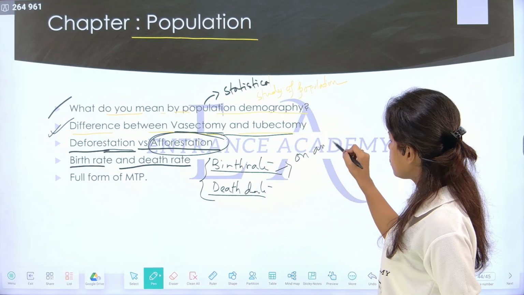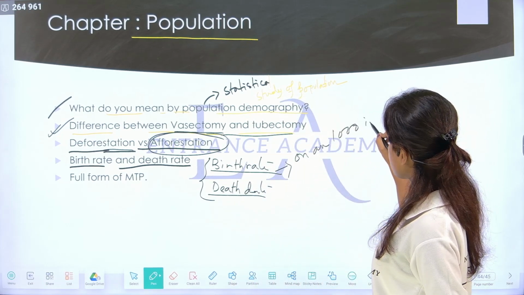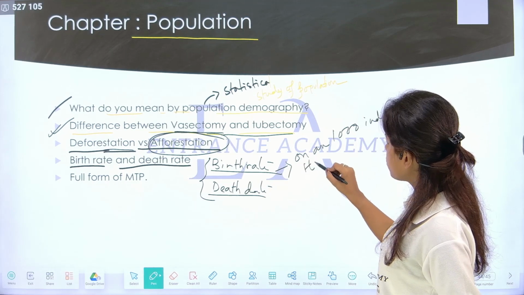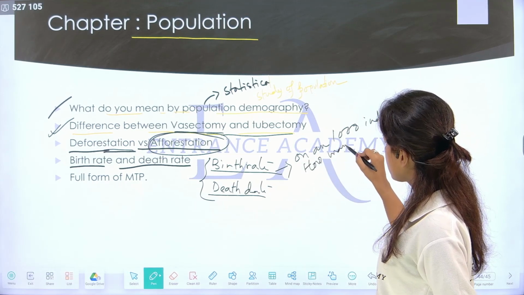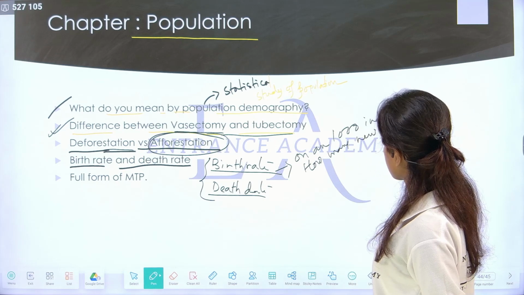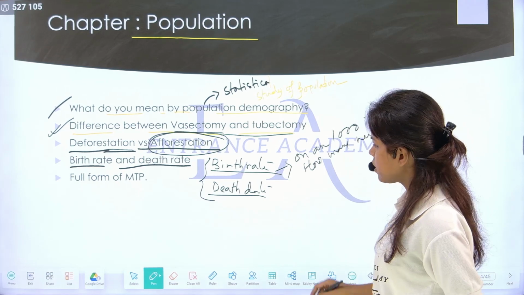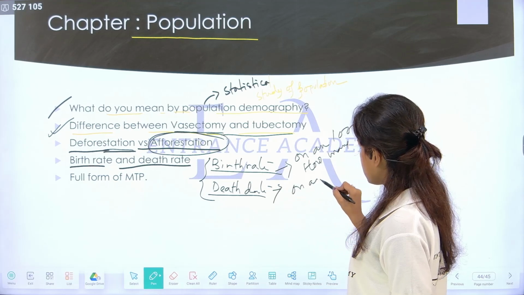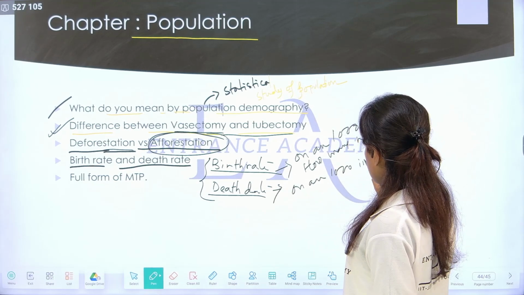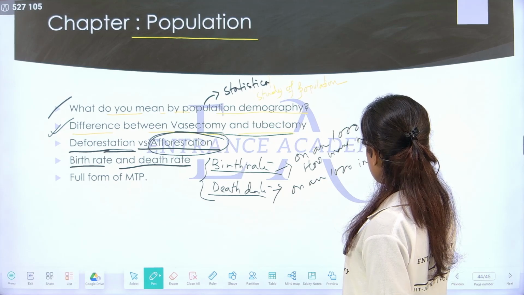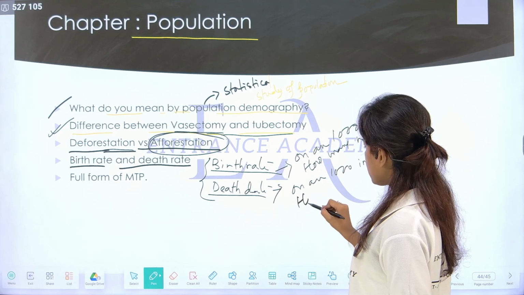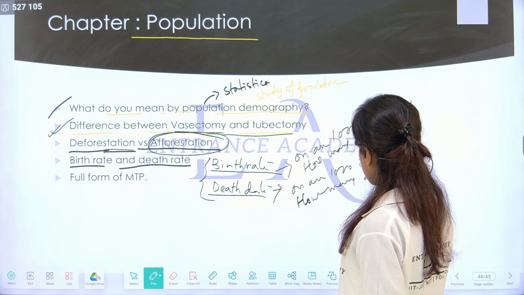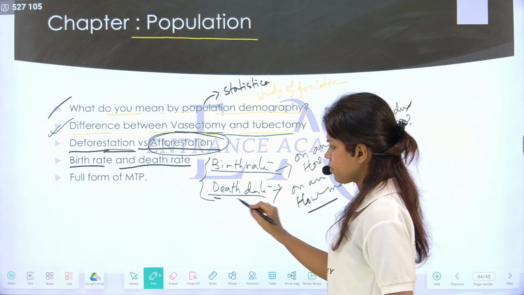On 1,000 individuals, how many newborns? That is the birth rate. And the same, on 1,000 individuals, how many deaths? That is the death rate.